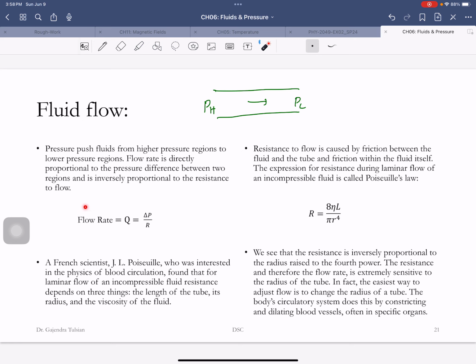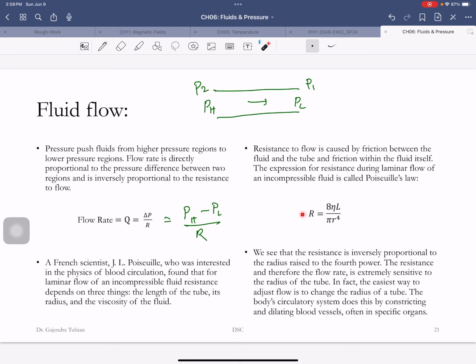Flow rate is how many gallons are flowing per minute, or however you want to measure it. That's denoted by Q, and that's equal to pressure difference divided by the resistance. Pressure difference is high pressure minus low pressure, or in some diagrams it's denoted as P2 and P1, divided by the resistance that the fluid is providing. For instance, if you're trying to pump honey with the same pressure difference versus water, honey has greater resistance, and there'll be other factors that go into that, and we'll come to that.